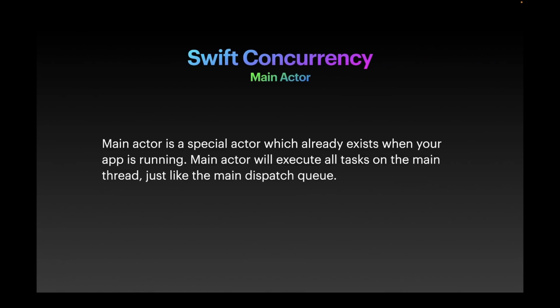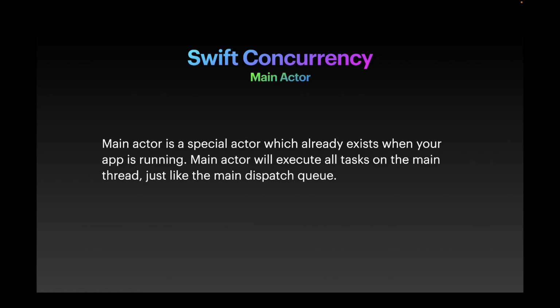Now let's jump over to what we have discussed. We just scratched the surface of the actor system, and there are still lots of things you may want to know if you really want to use actors to achieve concurrency. But anyway, we're going to jump to another topic, which is some special actors that already exist in our system when our app is running. The main actor is one of those special actors.